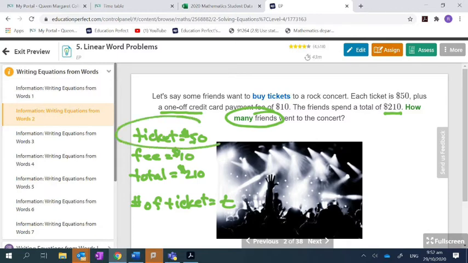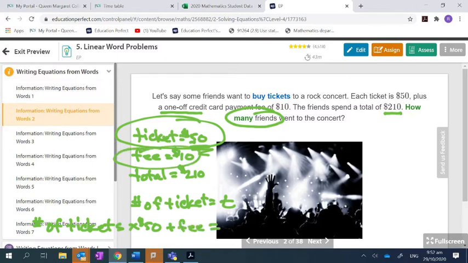How much does a ticket cost? $50. Okay. All right. So what we need is the number of tickets, and each ticket costs $50. So times $50 plus the fee equals how much total? $210.